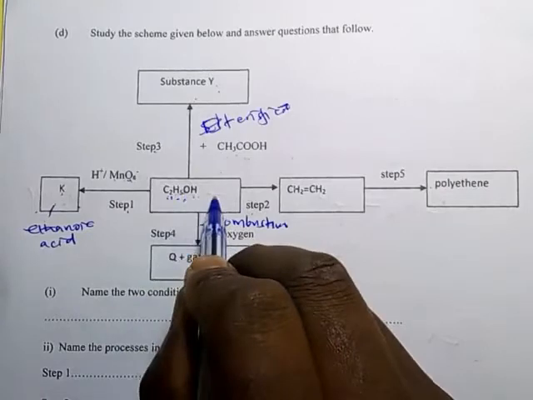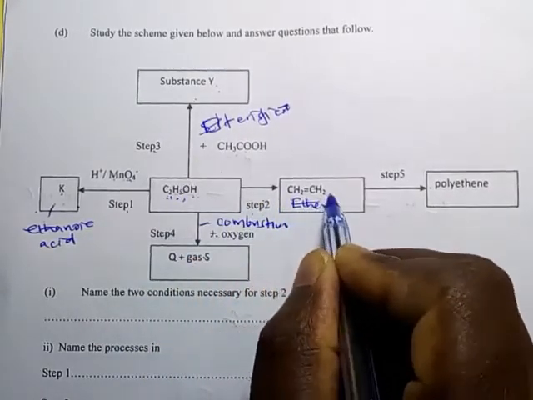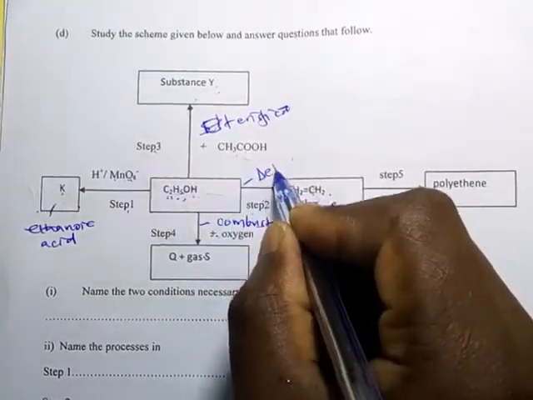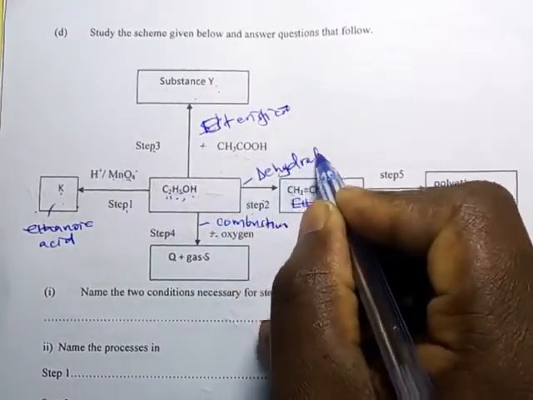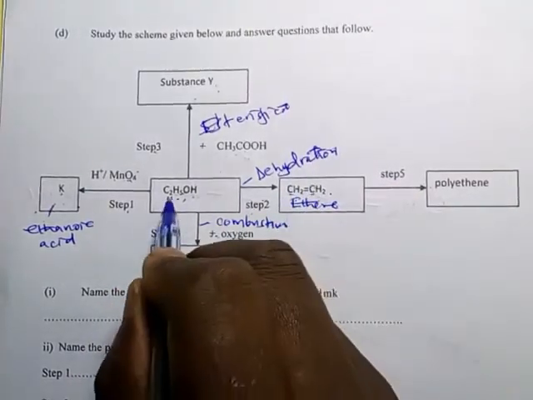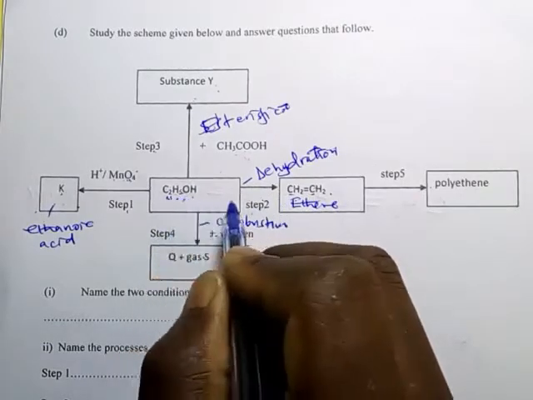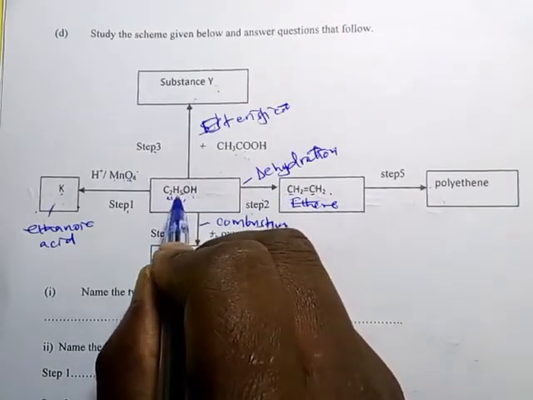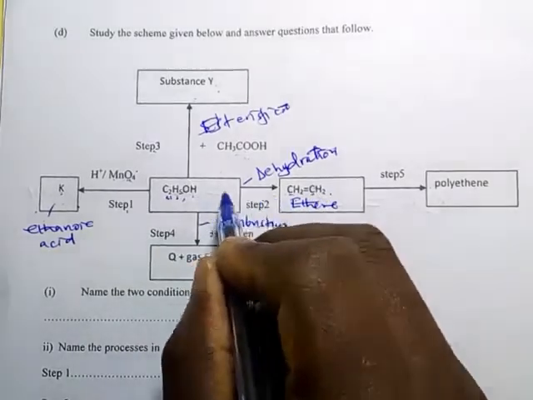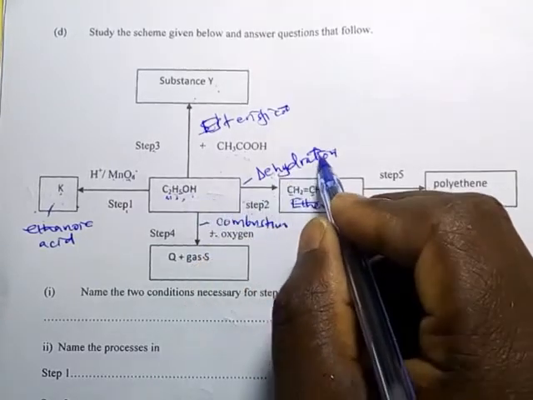When ethanol undergoes a certain process and ethene is formed, this process is called dehydration. As you can see, there are 2 carbon atoms, 1, 2, 1, 2. What has been removed from here is water. Look at how many hydrogens are here: there are 6. How many are remaining here? 1, 2, 3, 4. So water has been removed. And the process of removing water from a substance is called dehydration.